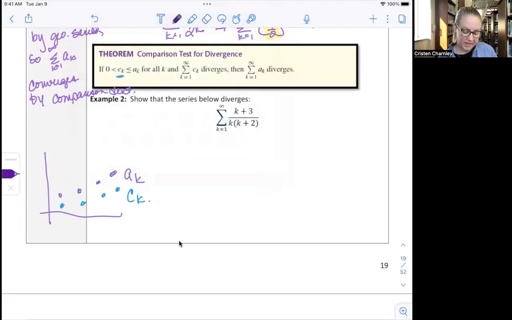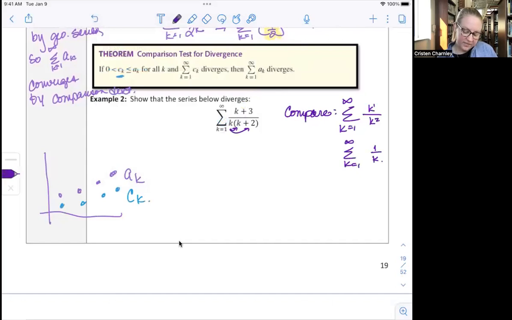All right, so example 2, show that the series below diverges. So we need something to compare it to. You're not going to pull things out of thin air, but it should be somewhat related to what you started with. So you take the highest power in the numerator, which is K, the first power, and the highest power in the denominator. If I distribute these two K's, this will be K squared. So this simplifies to the sum from K equals 1 to infinity of 1 over K.